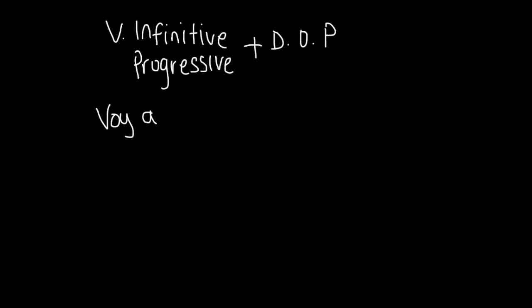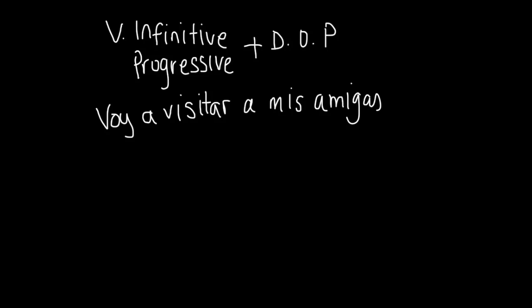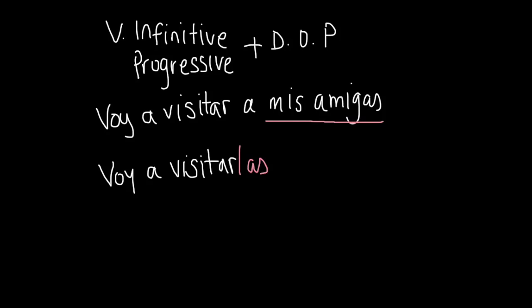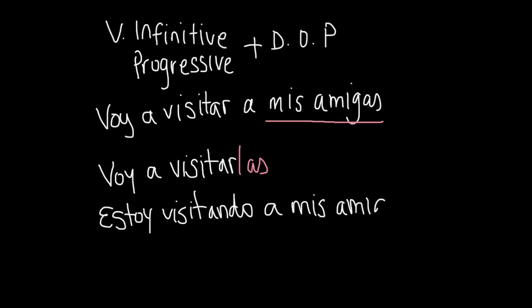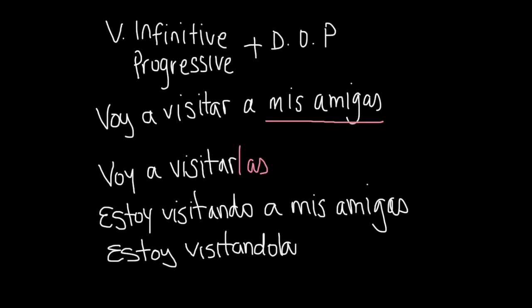So when I have a verb and infinitive and a verb in a progressive form, the direct object goes right after them. So for instance, voy a visitar a mis amigas. Again, mis amigas is the direct object because it follows the verb. Voy a visitarlas. Estoy visitando a mis amigas. Estoy visitándolas. So notice how the direct object just goes right next to the verb.